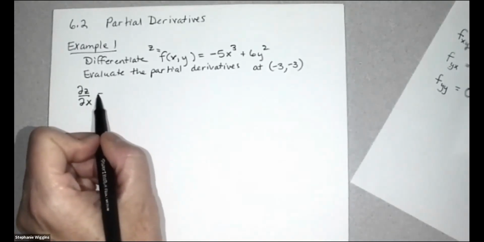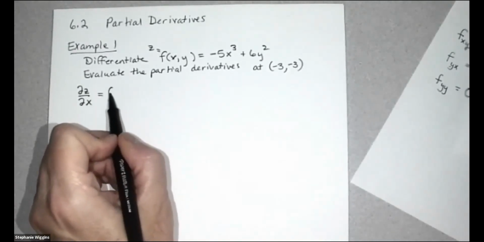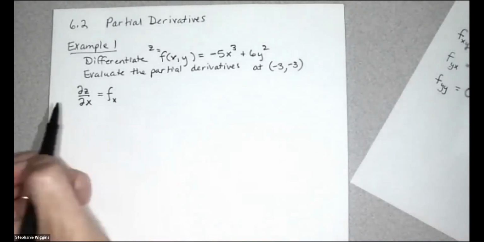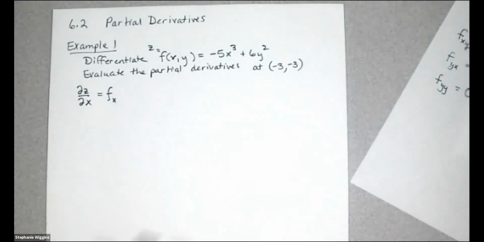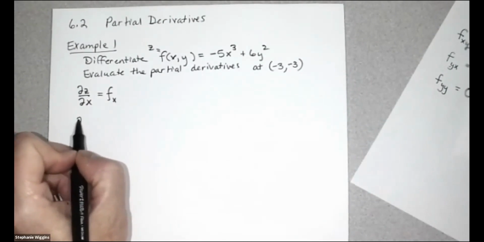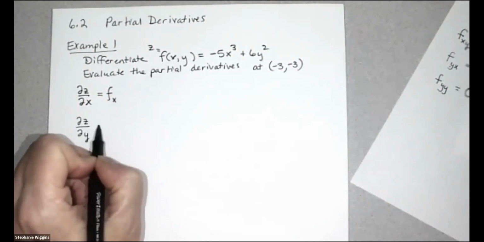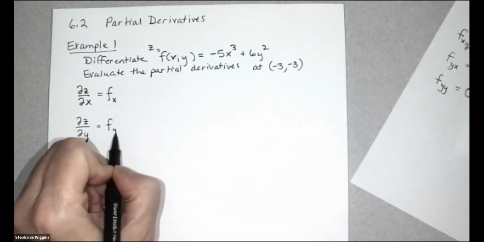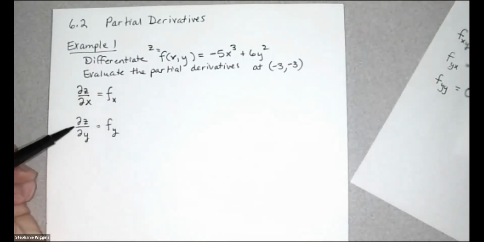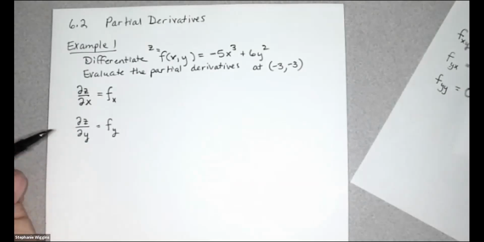And this is denoted as fx, like that. And then dz/dy, now we're differentiating with respect to y, is denoted fy. This is not a 2, this is a fancy d. I write the d like that to show that I'm finding the partial derivative.